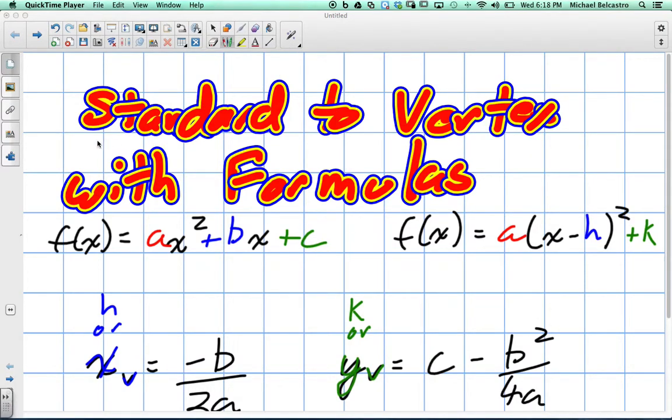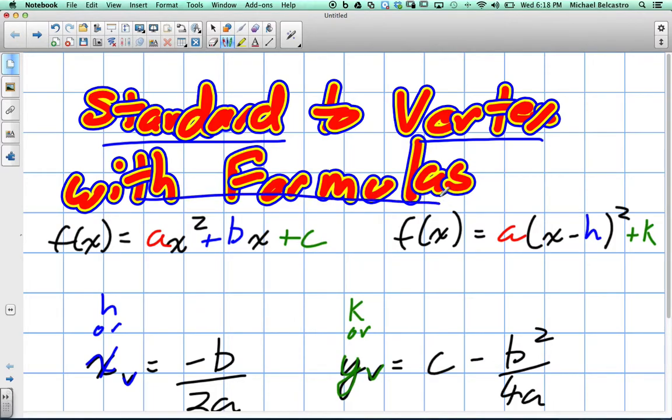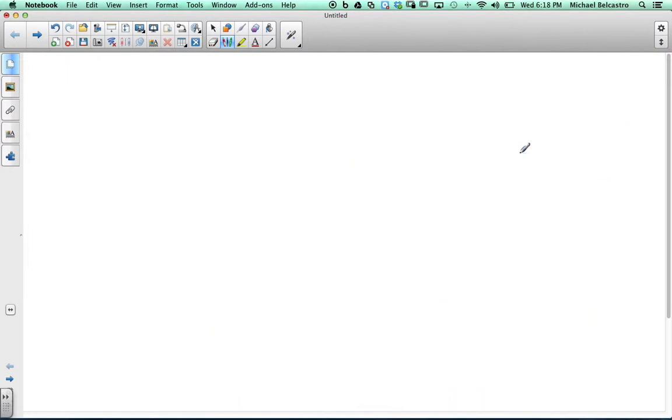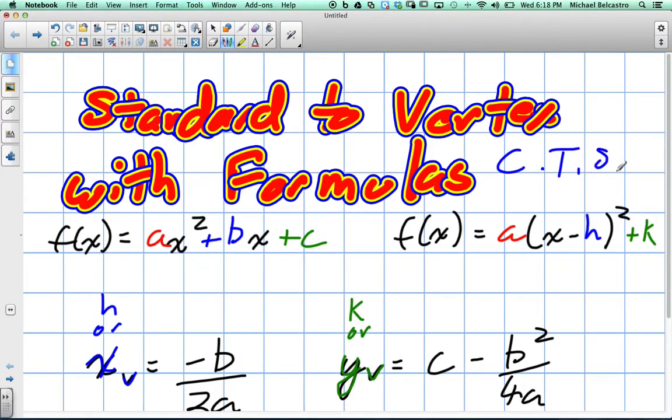Okay, we're going to go standard to vertex of quadratics with formulas. They usually call it completing the square, okay? And there's a big long process to it. The idea is we're going to go from this form of a quadratic or a trinomial to this form.